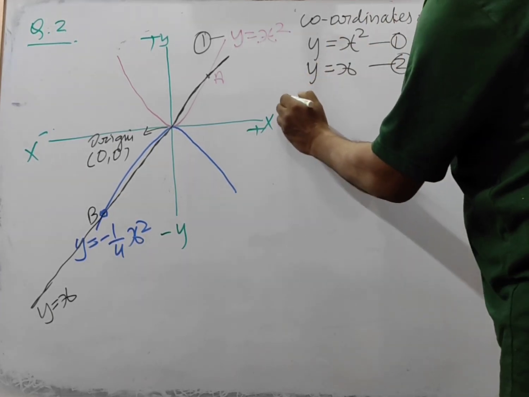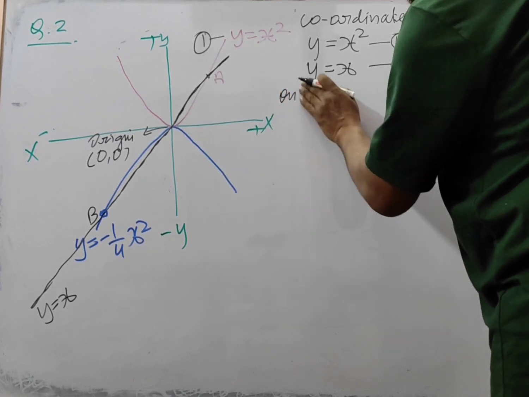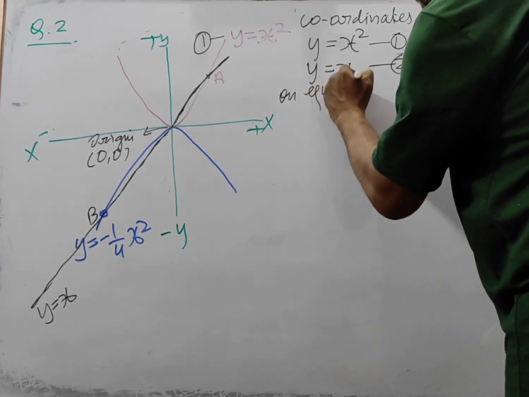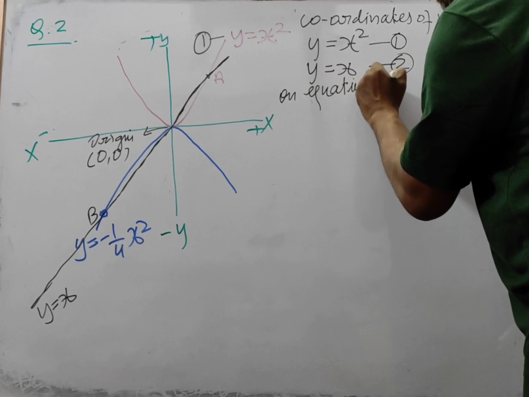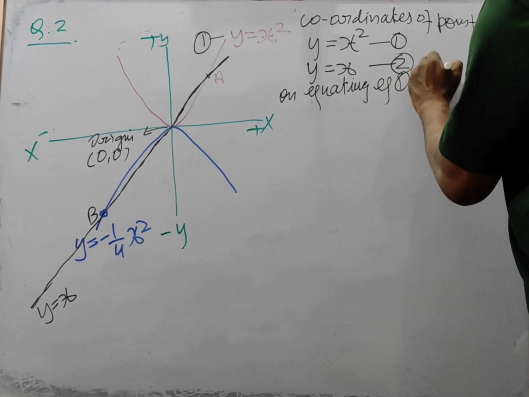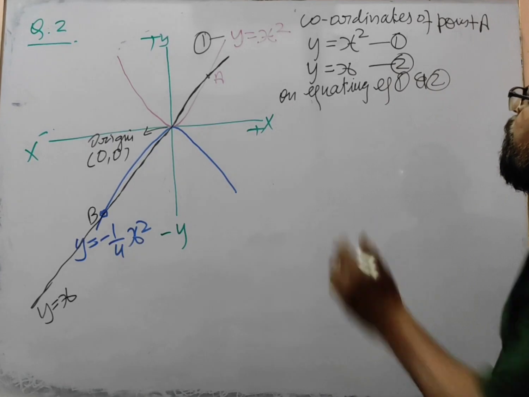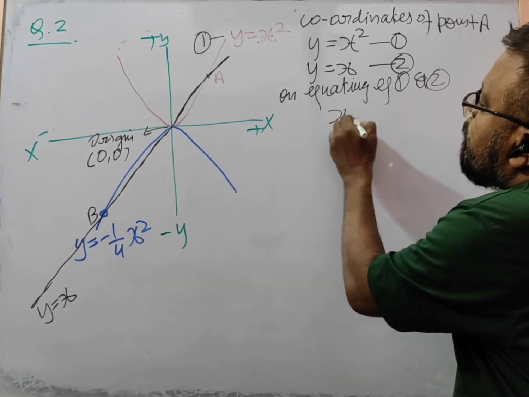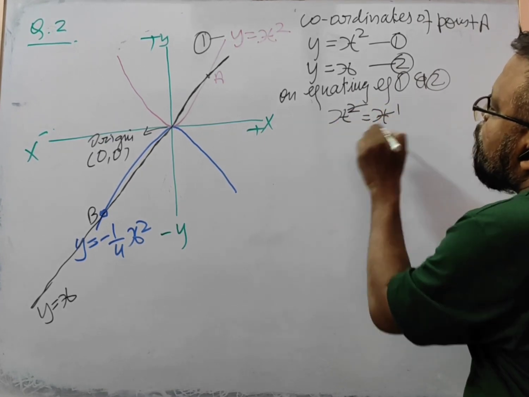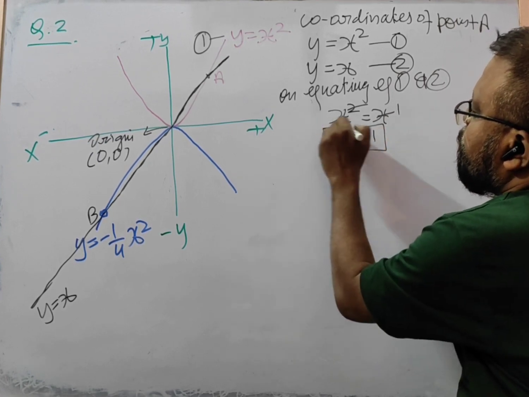So on equating equation 1 and 2, we get x square is equal to x. So x and x cancel out to 1, so x is equal to 1, right? We get x is equal to 1.